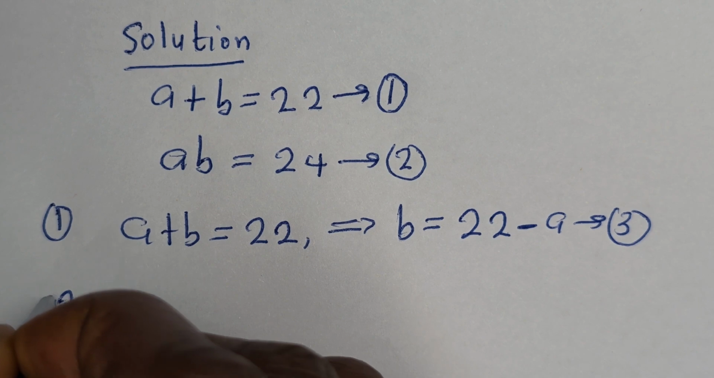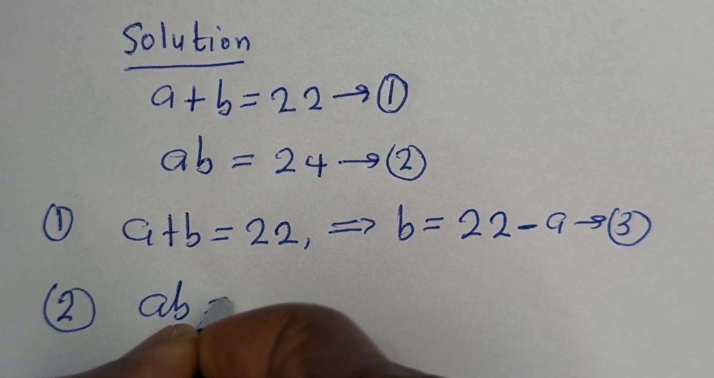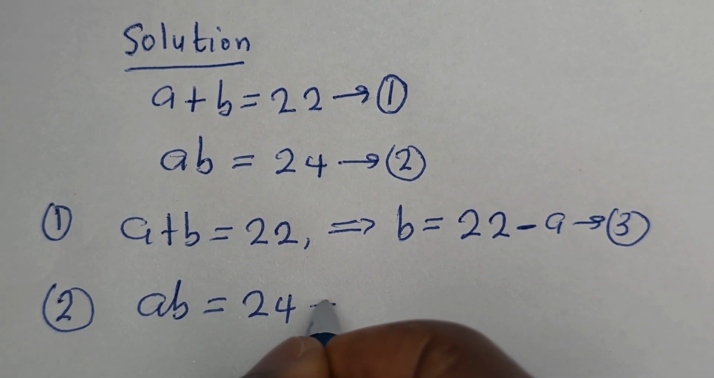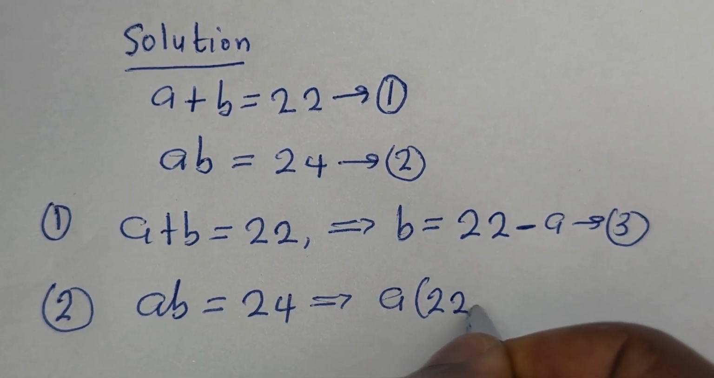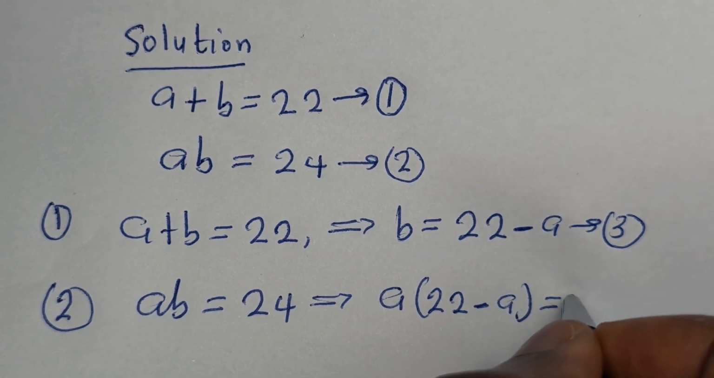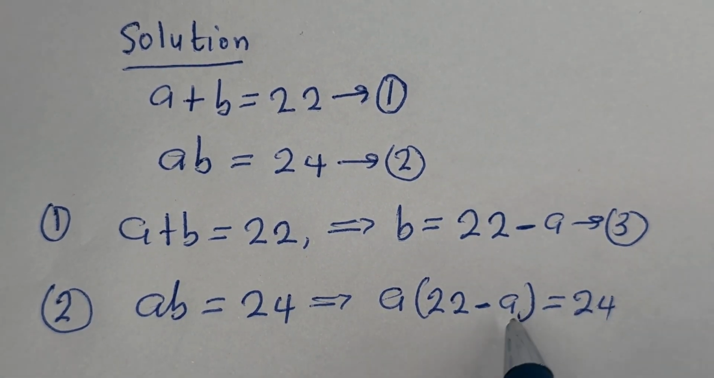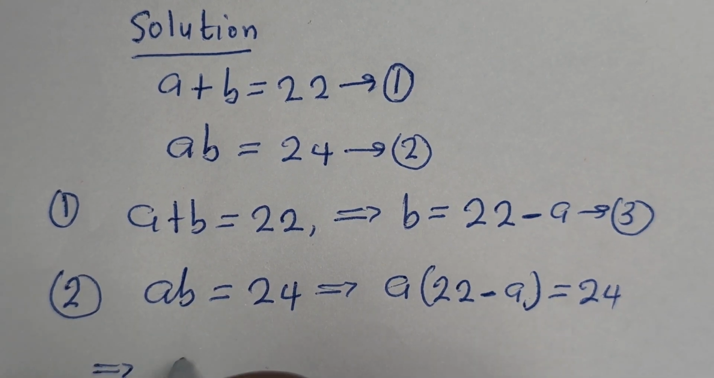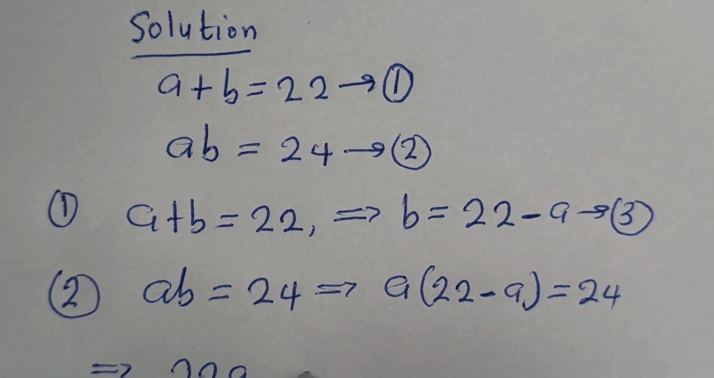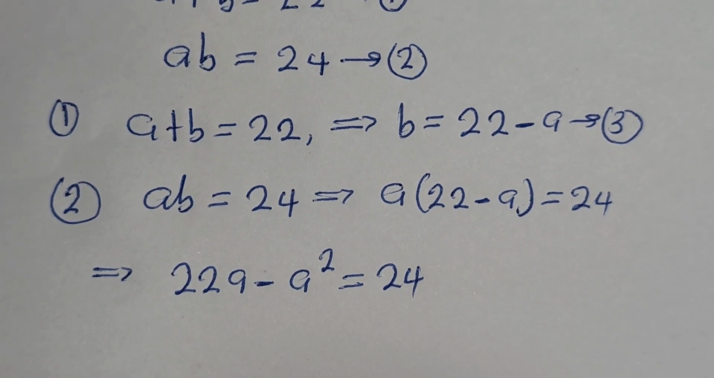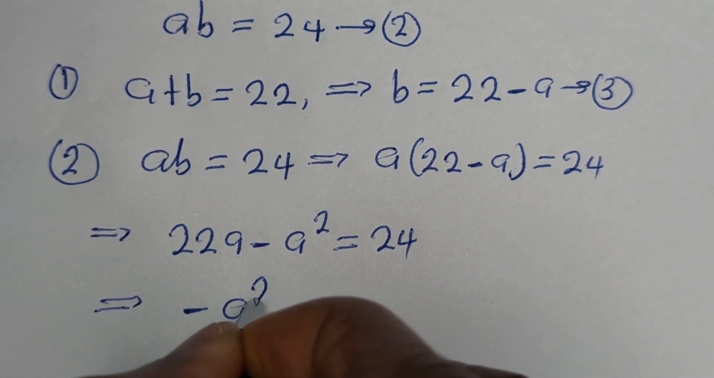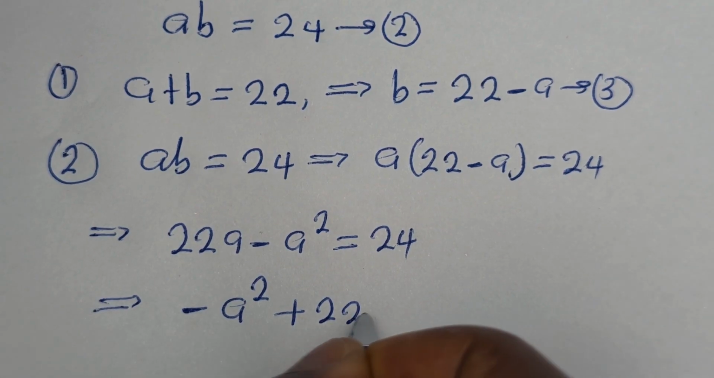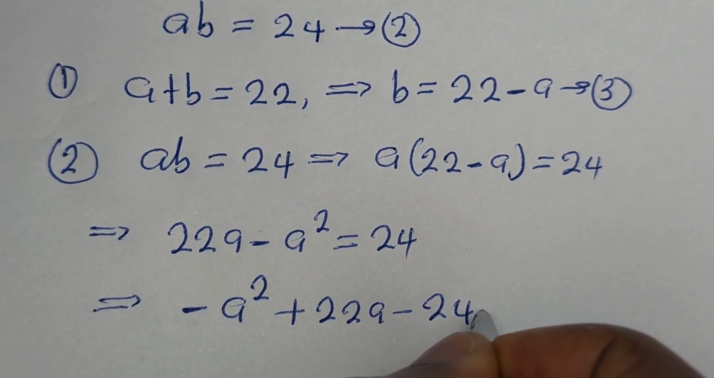From equation 2, ab is equal to 24. a bracket b, that is 22 minus a, is equal to 24. If you open this bracket, we have 22a minus a square is equal to 24. And this is minus a square plus 22a minus 24 is equal to 0.